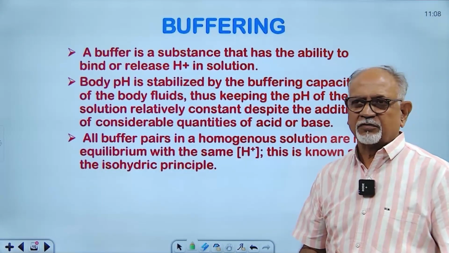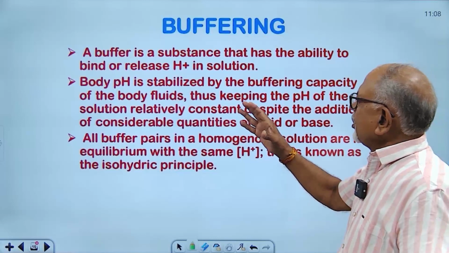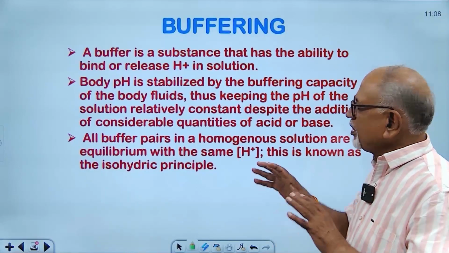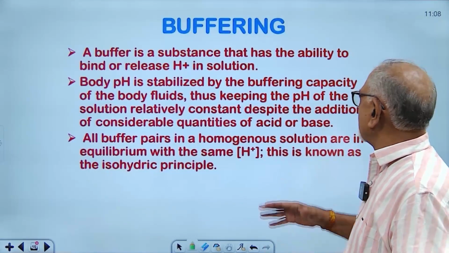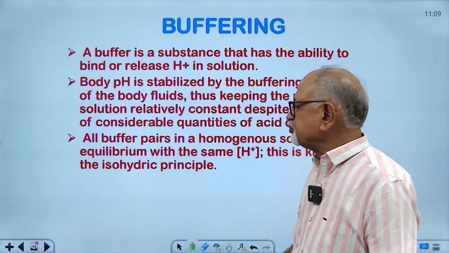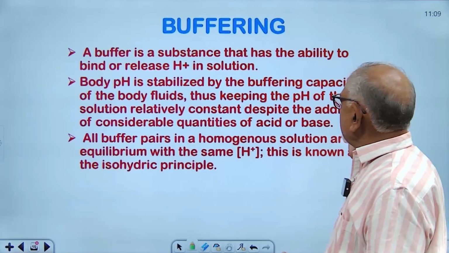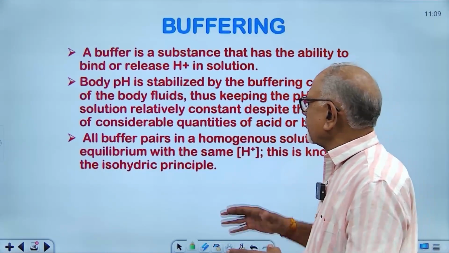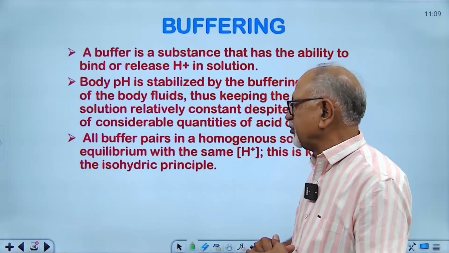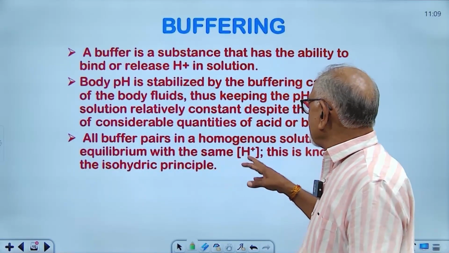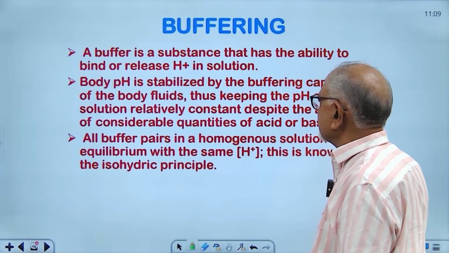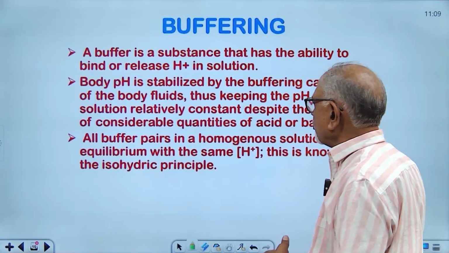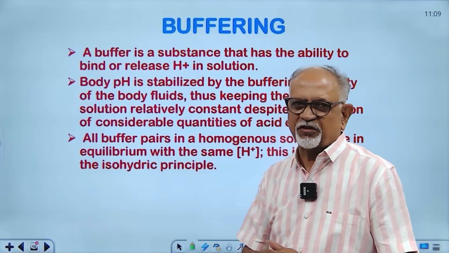Now, buffer system. A buffer system maintains the hydrogen ion concentration. Body pH is stabilized by the buffering capacity of body fluids, thus keeping the pH of the solution relatively constant despite the addition of considerable quantities of acid and base. All the buffers in a homogeneous solution are in equilibrium with the same hydrogen ion concentration. This is known as the isohydric principle.